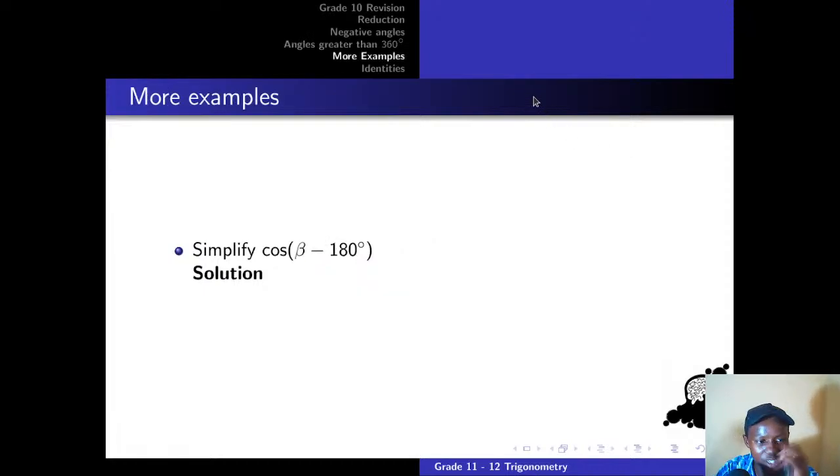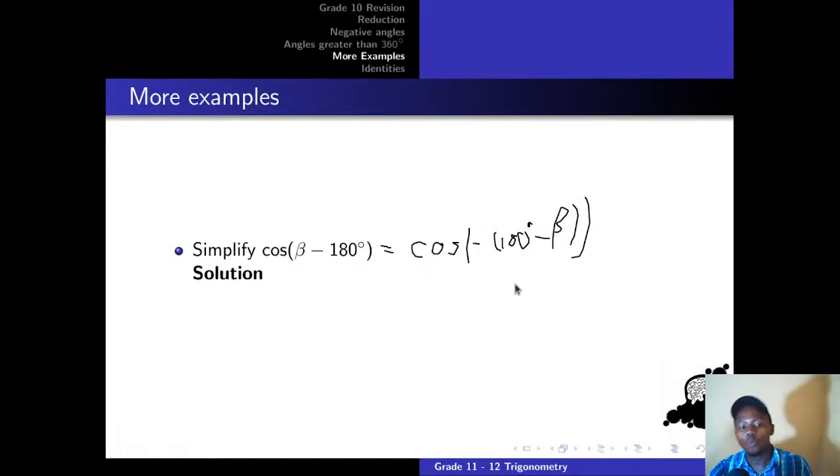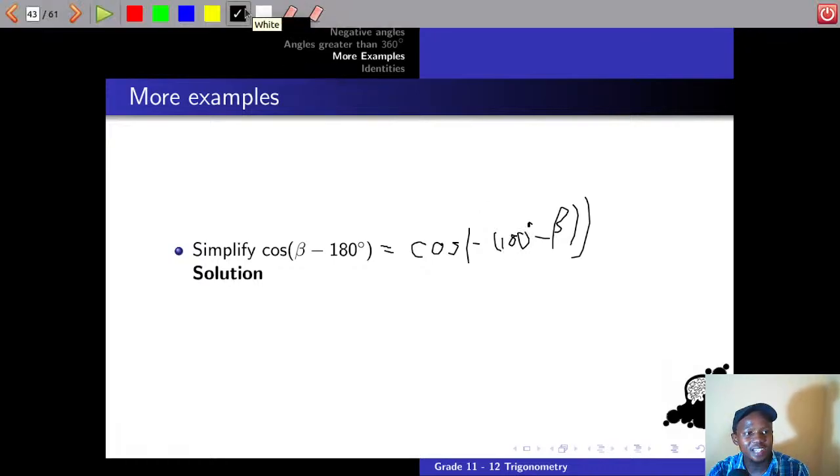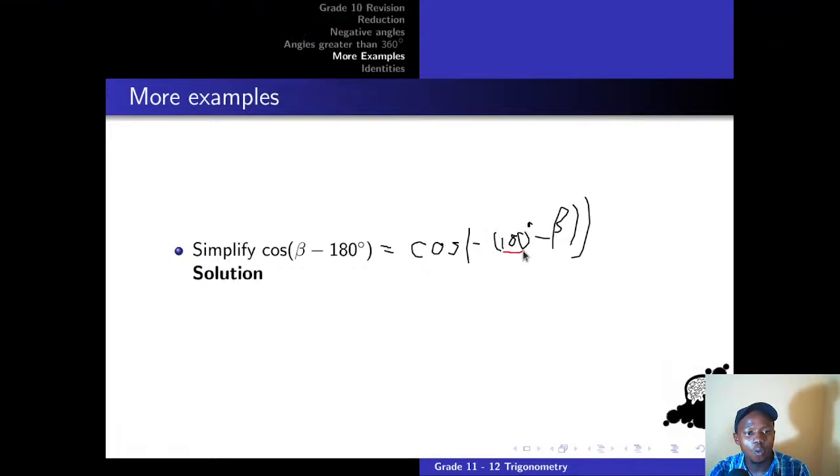Now, let's look at this question here. This is a slightly different question because we have beta minus 180 degrees as opposed to 180 degrees minus beta. This is what we do. We can write this as cos of, I take out a negative sign here, then I write this as 180 degrees minus beta. So why are we doing this? Because we want to get the value of our angle, we want it to be before the variable.